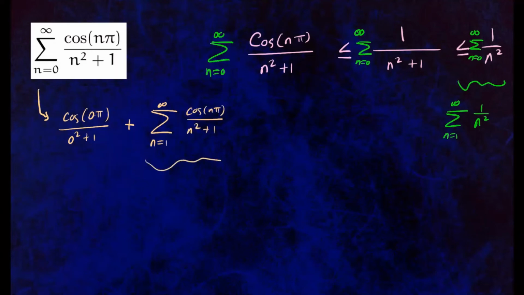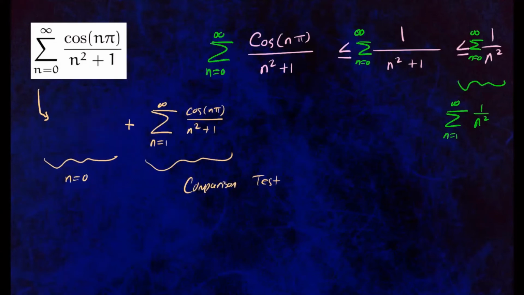And now I can do the comparison test here, because I wrote out the first term. This is the term when n is equal to 0, and this is actually just 1 over 1, because cosine of 0 is 0. So this term is just 1, finite. So we just need to know if this will converge or diverge. If it converges plus 1, it's going to converge. If it diverges plus 1, it will still diverge. So that first term wouldn't really make a big difference in our convergence or divergence test.